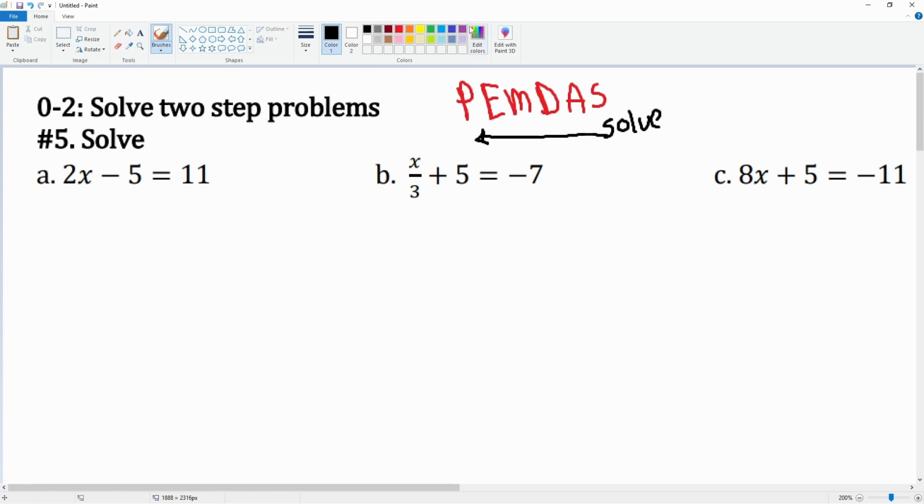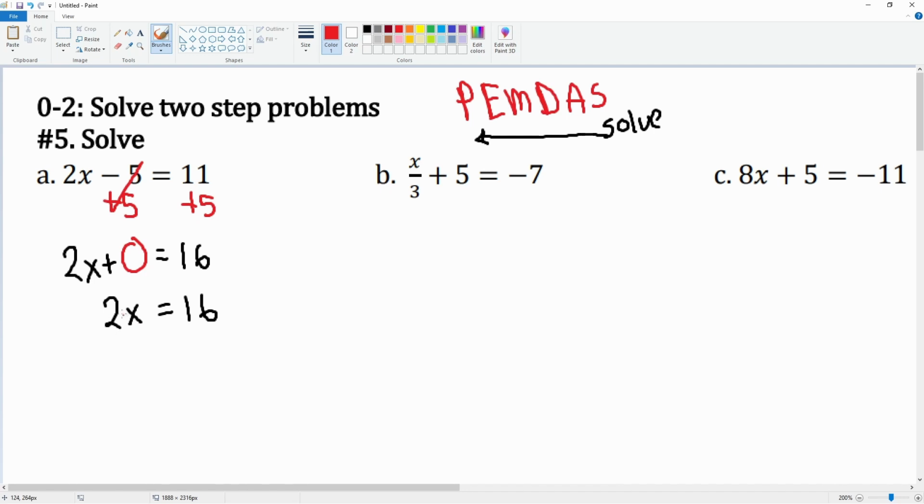So we are going to deal with that -5 first. So we're going to add 5 to both sides. Why are we adding 5 to both sides? Because -5 plus 5 becomes 0. I made the number 0. That's why I know I'm doing a good job. 11 plus 5 is 16. Bring down that 2x. This is good because now on the left hand side we have 2x equals 16. There is less stuff here on the left hand side. That's how you know you're doing a good job.